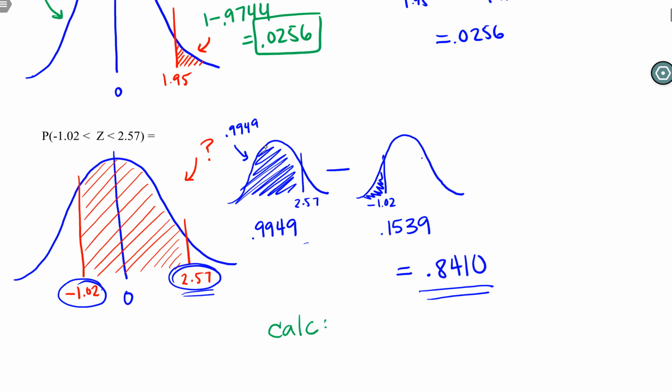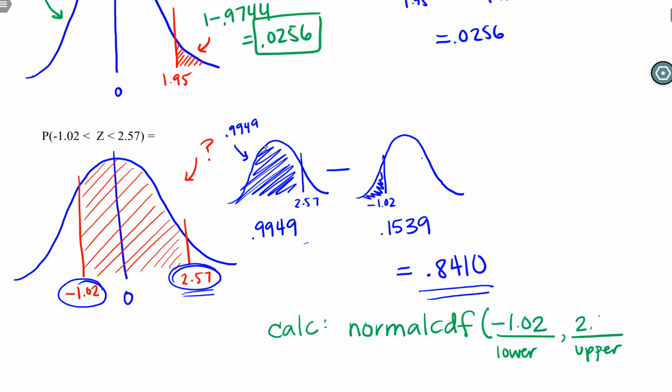For those of you who don't have that wizard, you're just doing normal CDF, that's our command, and you want to put your lower and then your upper. If you are using a calculator that doesn't have the stats wizard, as long as you have these z-scores, you do not need to put in the mean and standard deviation. You can just end your normal CDF here. If you have the stats wizard, you have to make sure that it says 0 and 1 for your mean and standard deviation when we're doing a z-score.